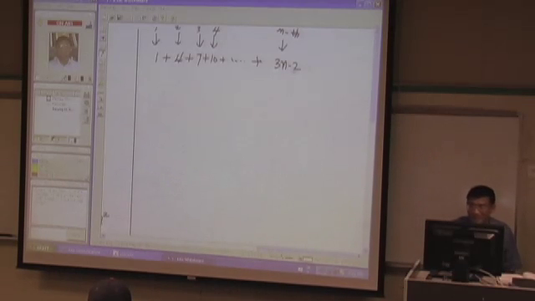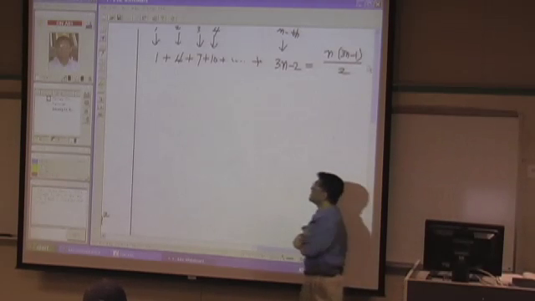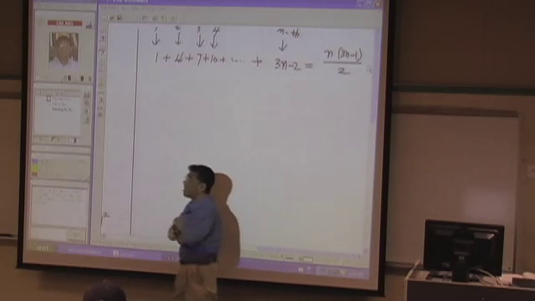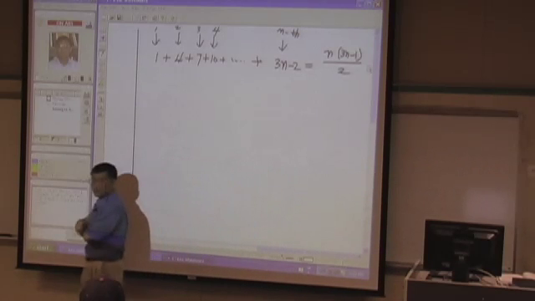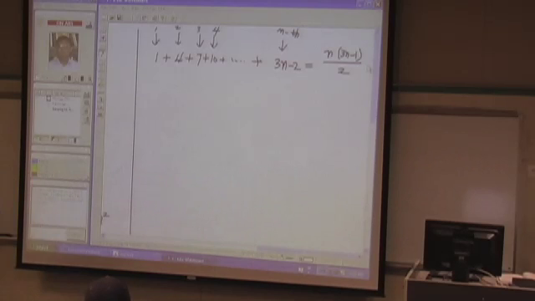Then let's add all these numbers. Then my conclusion is this: it is n(3n minus 1)/2. Then the challenge is this one. Prove that this is true. Then what should we do? If you are asked to prove it, what should you do? Induction. That's the tool.